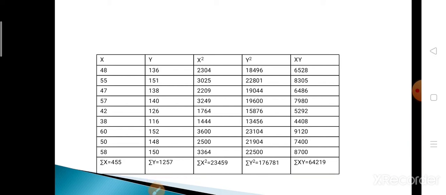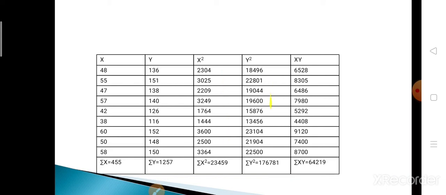What is summation x? Summation x is 455. That is the sum of all the values of x. What is summation y? 1257. That is the summation of all the values of y. Summation x square is 23459. That is the sum of all the values of x square.